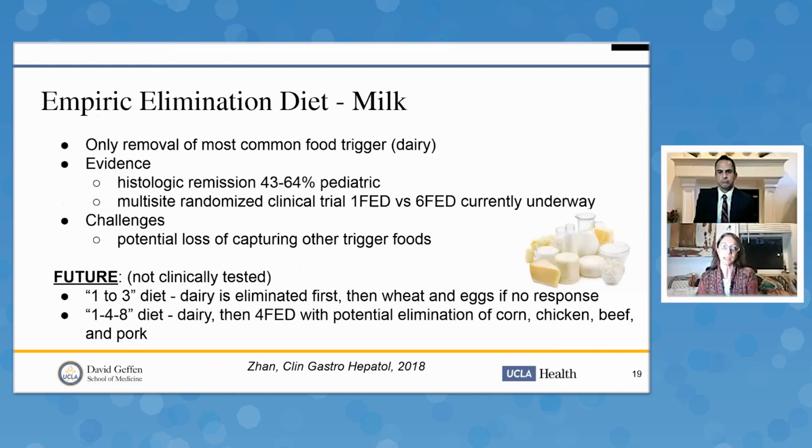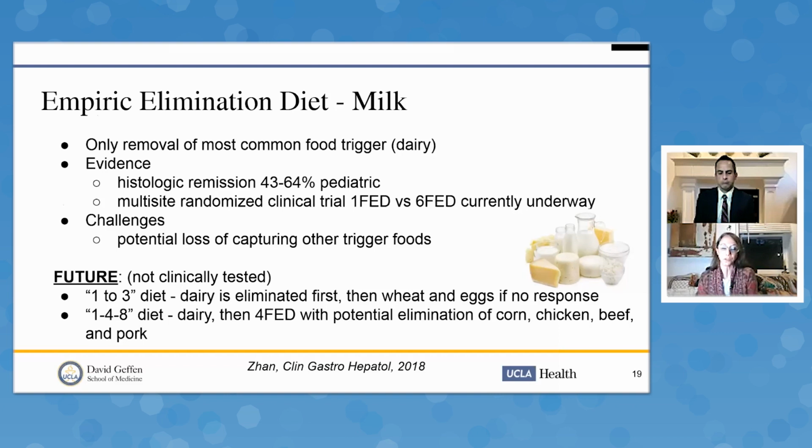One of them is this idea that maybe we could just remove dairy and see what happens, since we know that that is the main trigger. This has only been studied in pediatric population at this point in time, and there's only been one study on it. And they found that somewhere between 43 and 64% of their pediatric patients could get into remission. This has not been done in adults yet, so it's not recommended as the mainstay for dietary intervention.